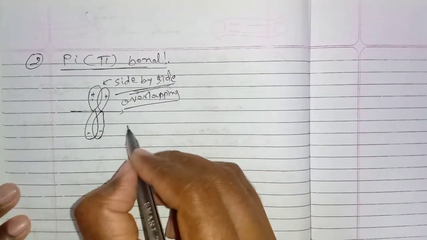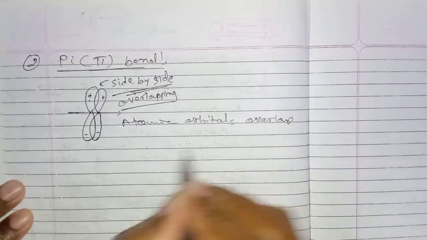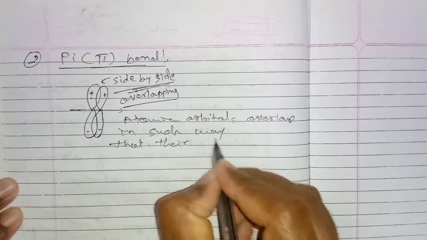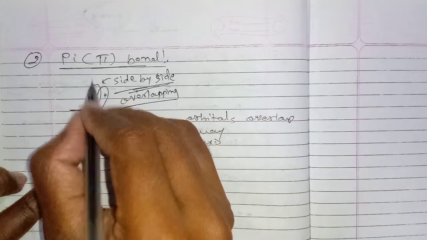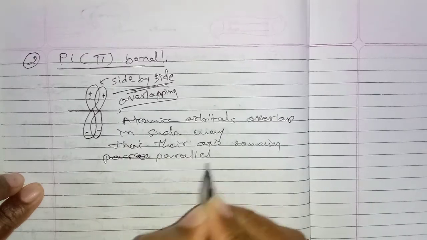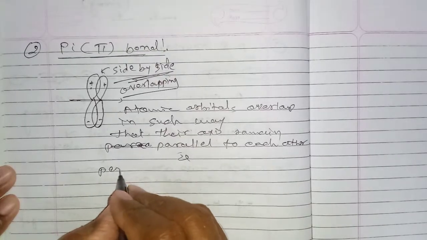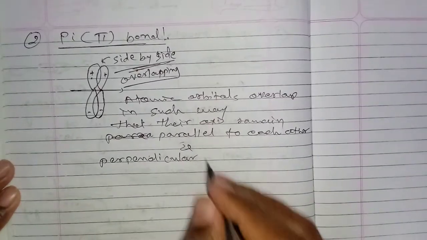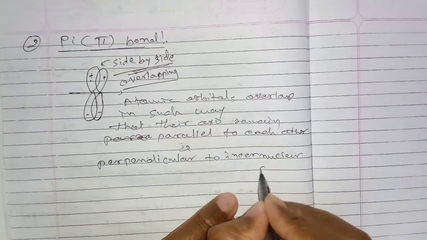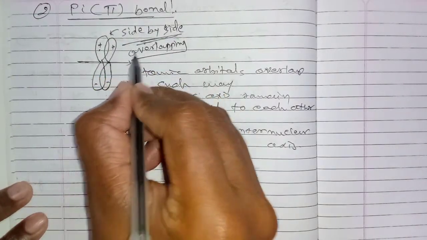In this case, the atomic orbitals overlap in such a way that their axes remain parallel to each other and perpendicular to the internuclear axis. Yes, this is the kind of overlapping side by side.